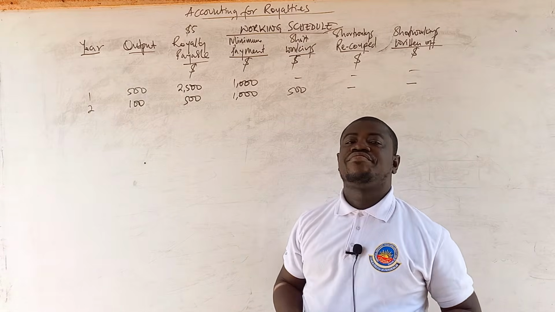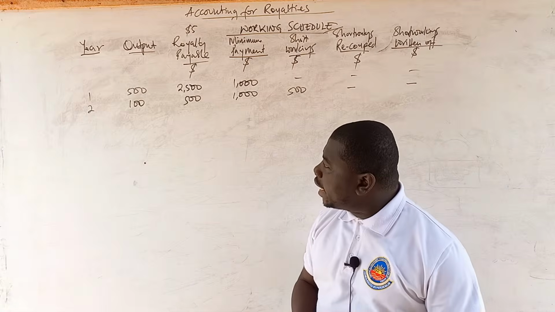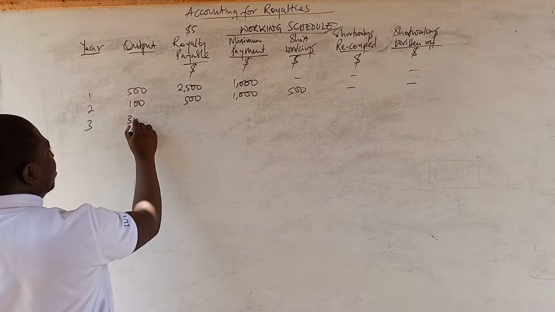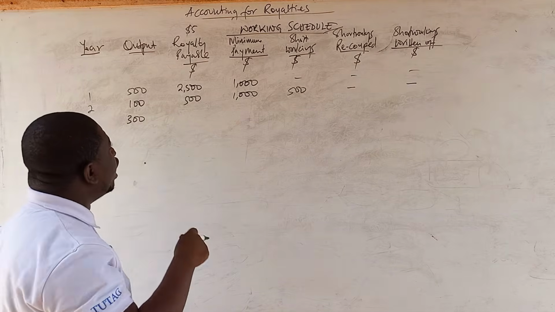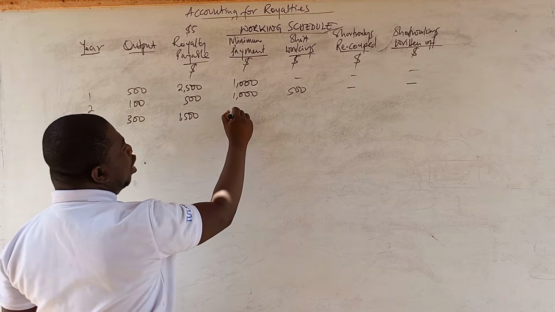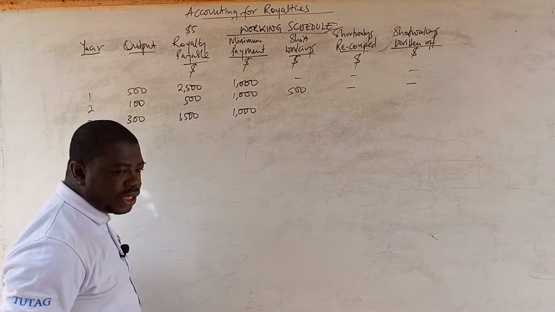That is the meaning. In the third year, assuming that you were able to produce 300 units, if you multiply 300 by 5, you have 1,500, whilst your minimum payment is still 1,000.